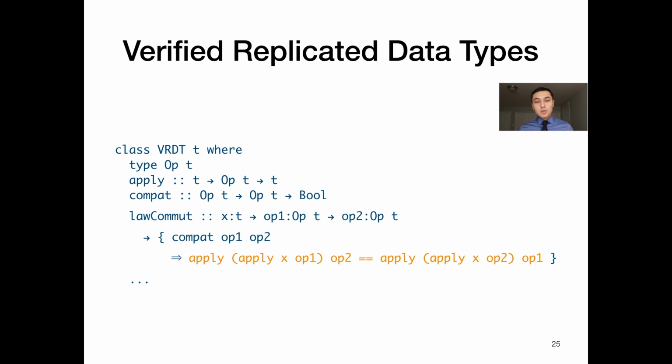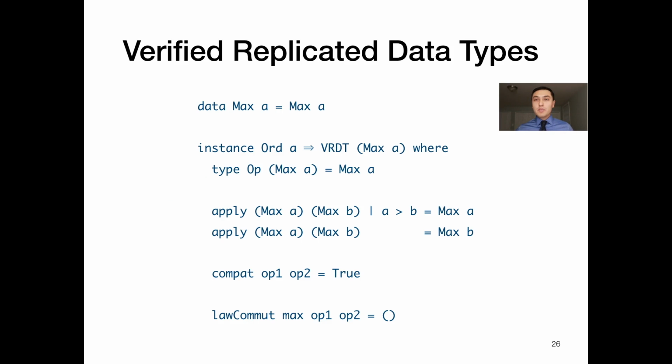The law commute encodes our commutativity property. In particular, applying an operation op1 and then an operation op2 results in the same final state as applying op2 and then op1. Here's an example VRDT instance. This is the max instance, which just keeps track of the maximum value ever seen. Operations for max are just max itself, and apply just takes the greatest value.